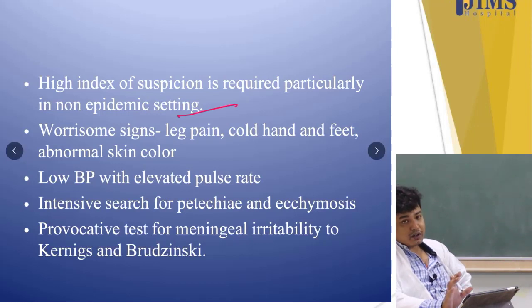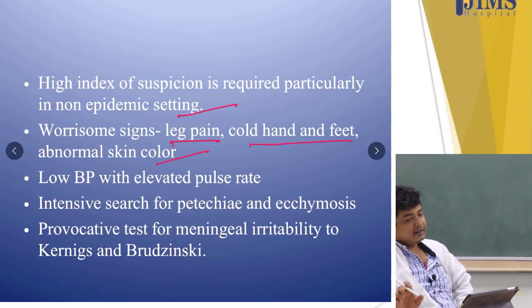And what are the worrisome signs of this particular disease? If the patient complains of leg pain, cold extremities, and abnormal skin color, these are not good signs. Then the patient is probably going to die or going to have disability if they come out of the disease. Again, if the patient has low BP and an elevated pulse rate, it is again a bad sign that the patient might be going into shock.